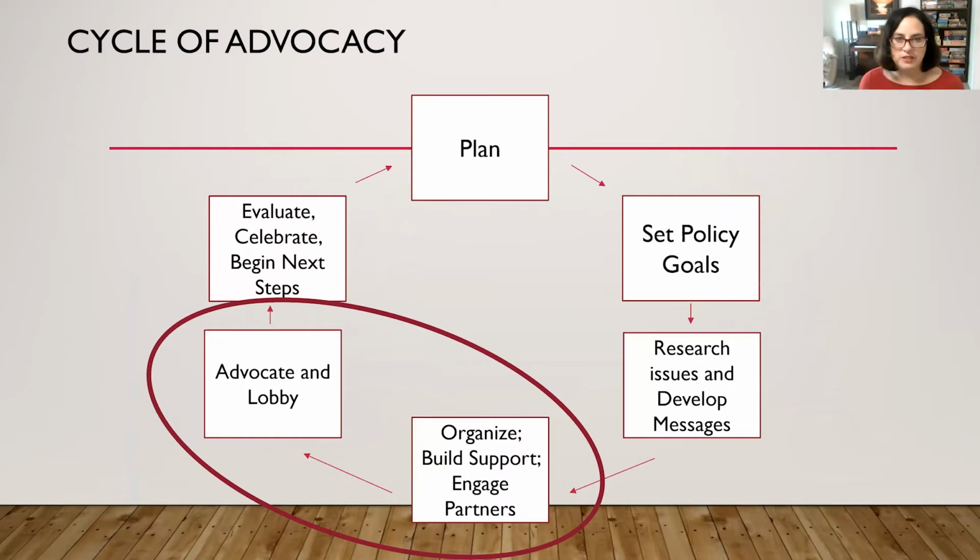Hopefully you remember this graphic from last lecture, right? We want to plan and set those policy goals and research and issues. And everyone was able to go to the APHA website and look at some of the policies, really get a sense of what those issues might be. But the meat of it really is doing that organizing, building support, and then advocating and lobbying. And so we're going to talk more specifically about these two components today.